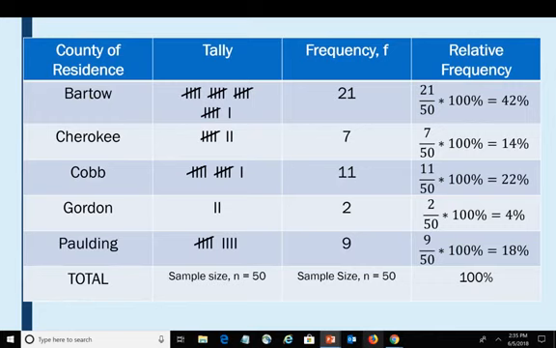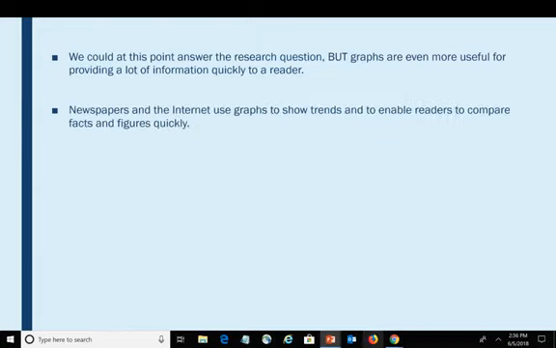And so this is a completed categorical frequency distribution. And even with this simple tool, we have enough information that we could answer the research question. But sometimes graphs are better than a table, because graphs are a lot more useful for communicating information quickly to a reader or someone who is perhaps listening to a presentation.